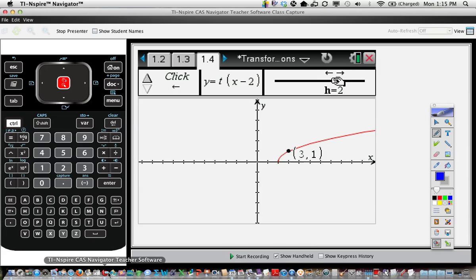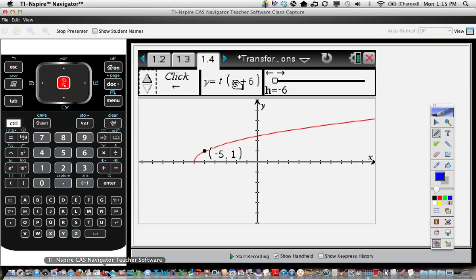Okay? Click that little up triangle there. Oh, yeah, that's okay. We've shifted it 6 to the left, which is no problem. Hit escape. Hit escape. Okay. It's still catching up with all the things you've been clicking.